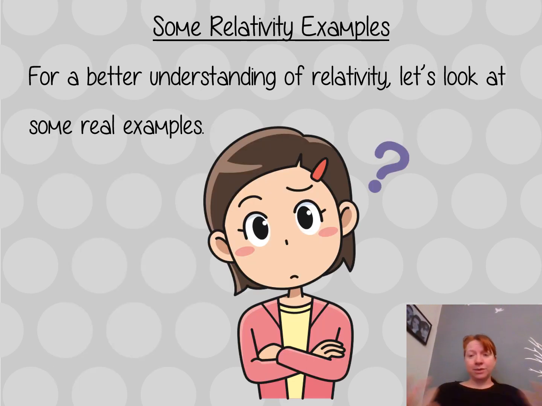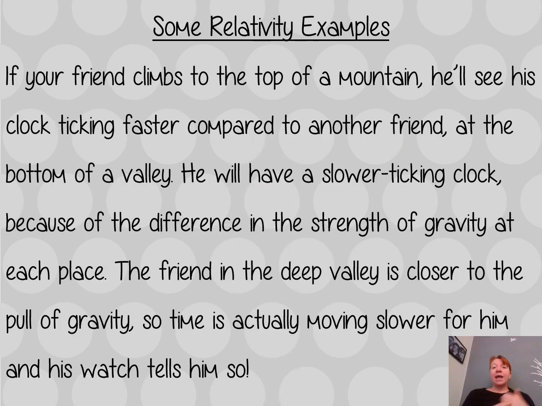So let's look at some more examples so this makes a little bit more sense. If your friend climbs the very top of a mountain and he looks at his watch, he won't know, but when he compares it later, his watch will be going faster than another friend who is at the bottom of a valley, whose watch will be going slower. Time will be passing slower for the person at the bottom of the valley than the person at the top of the mountain. And the reason for this is because the person in the deep valley is being pulled closer to the center of the earth. They're right near that pull of gravity. So they are going to be slower.